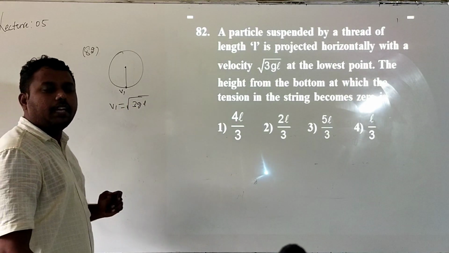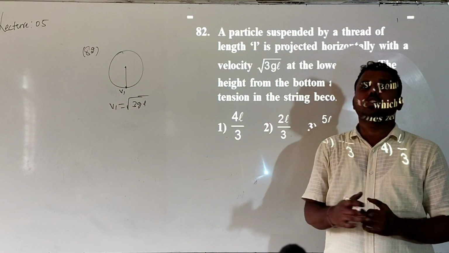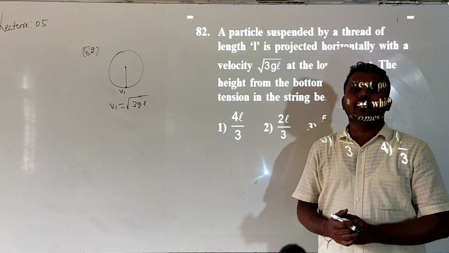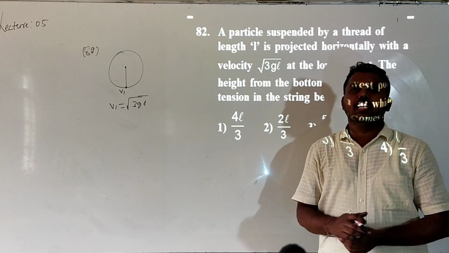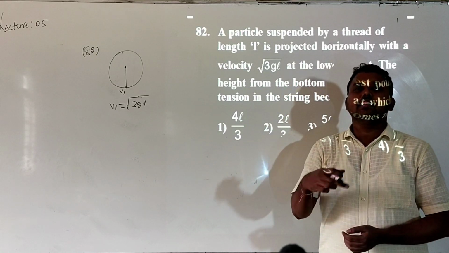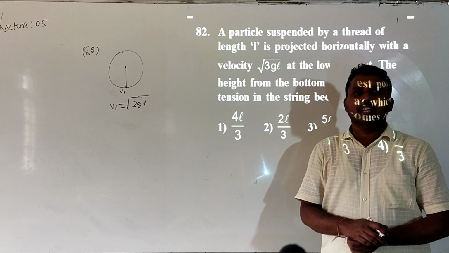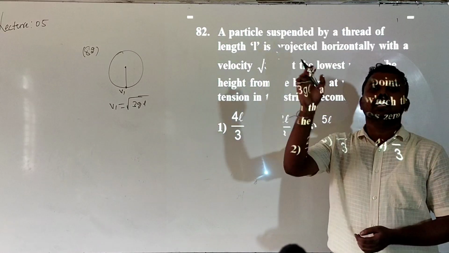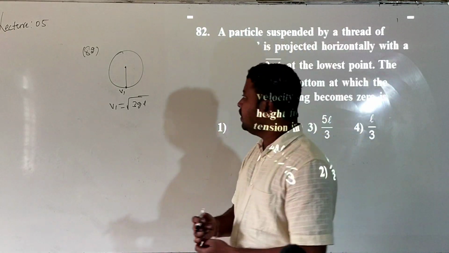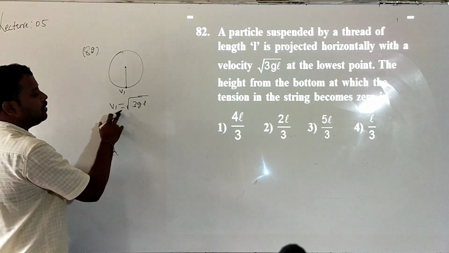Whenever the velocity is greater than or equal to root over 5gL, it will execute vertical circular motion. If the velocity is less than or equal to root over 2gL, it will oscillate about one point. If the velocity is between root over 2gL and root over 5gL, it will go to a certain height, from where it will fall down. Yesterday we derived that height also.